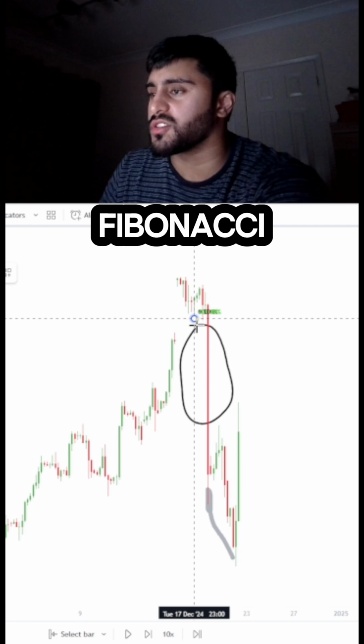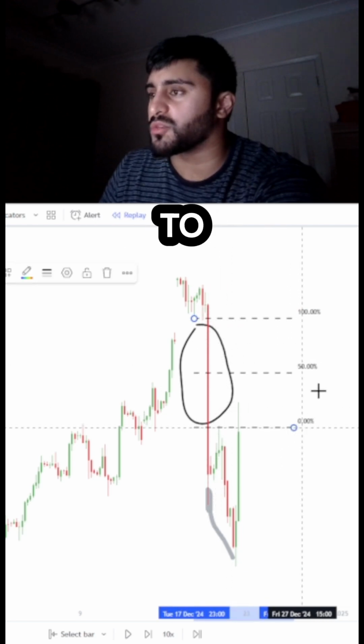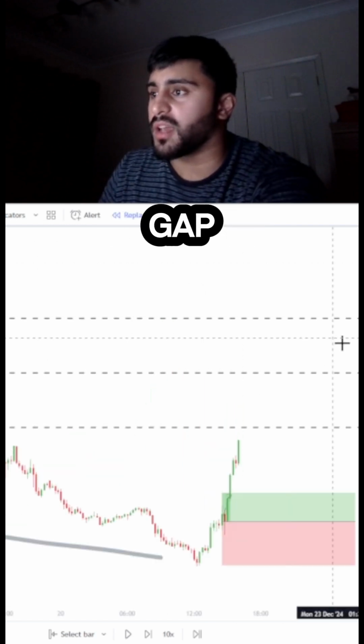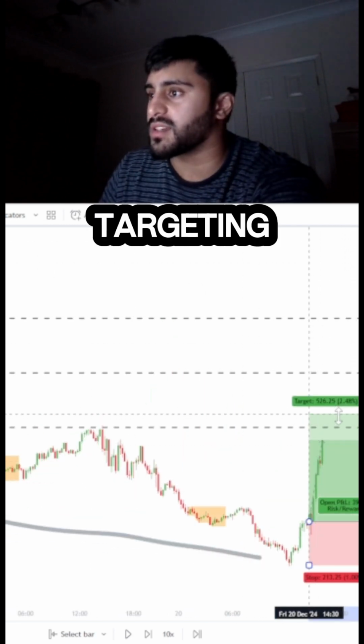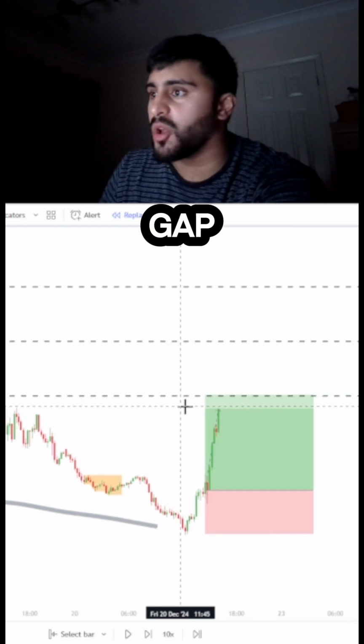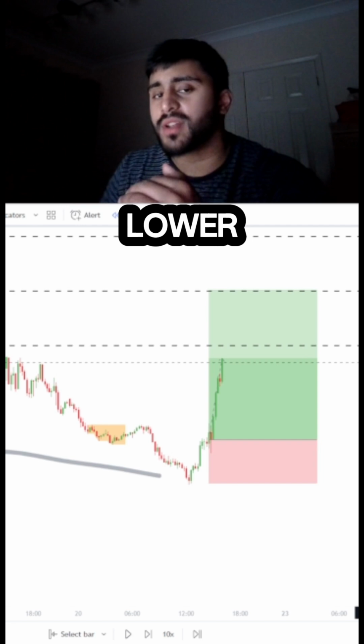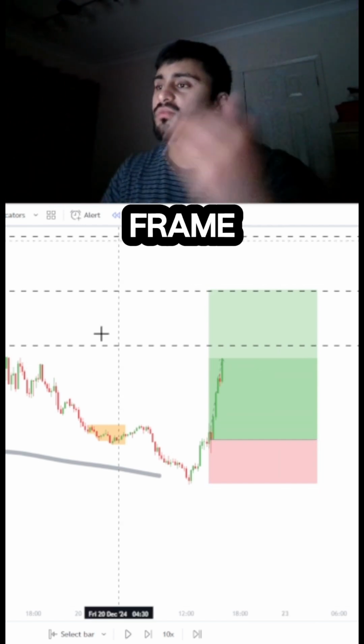So you can take a Fibonacci tool, project it from the swing low to the swing high, and you can really catch at least the midpoint of this fair value gap. On the 15-minute time frame, you want to be targeting the bottom of the fair value gap, or really the midpoint of the fair value gap. So you're simply trading from a lower time frame fair value gap to a higher time frame fair value gap.